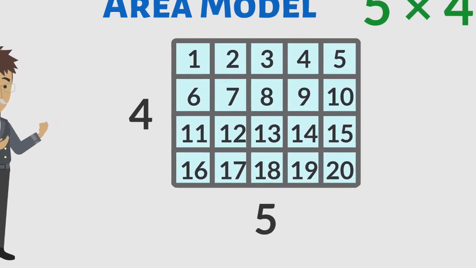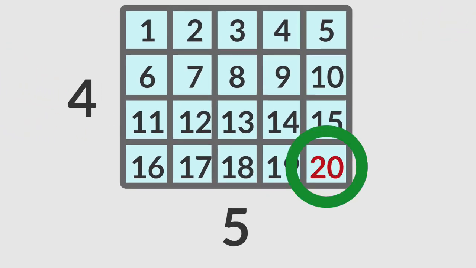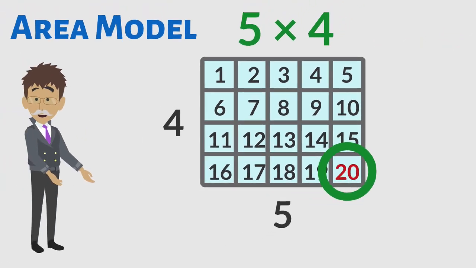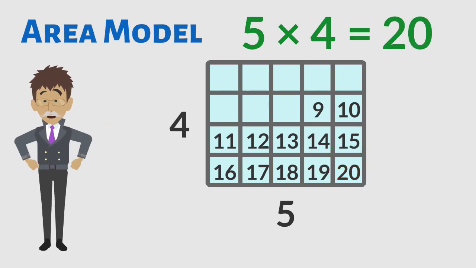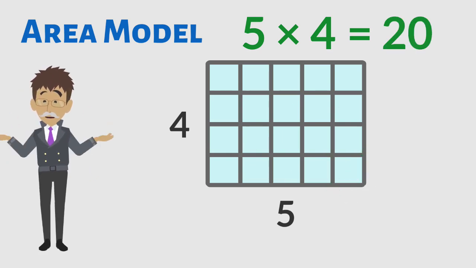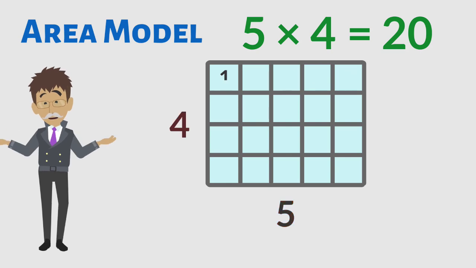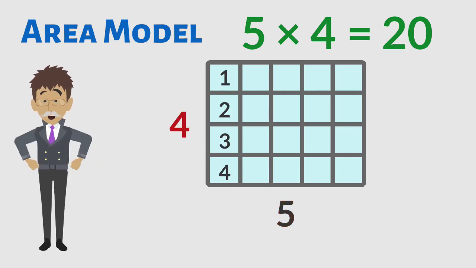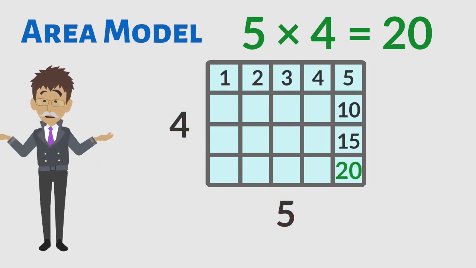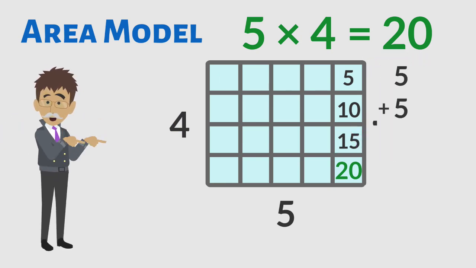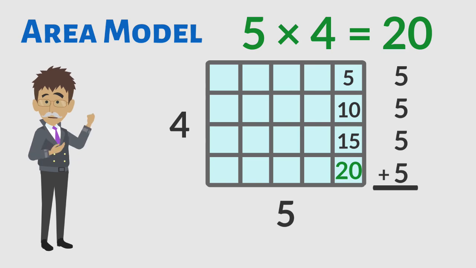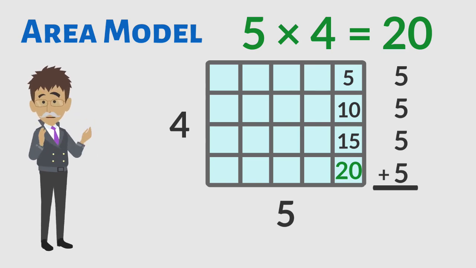The area of the rectangle is 20 units squared, so the answer to the multiplication problem, 5 times 4, is 20. By dividing a rectangle into unit squares, the model allows you to see how the factors in a multiplication problem relate to the total number of unit squares, which is the product. The model shows how multiplication is the same as repeated addition. Let's practice an example with whole numbers before moving on to fractions.